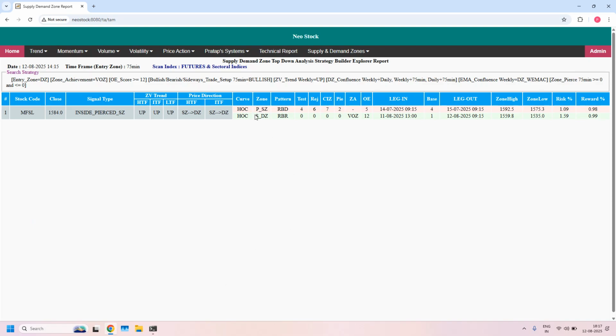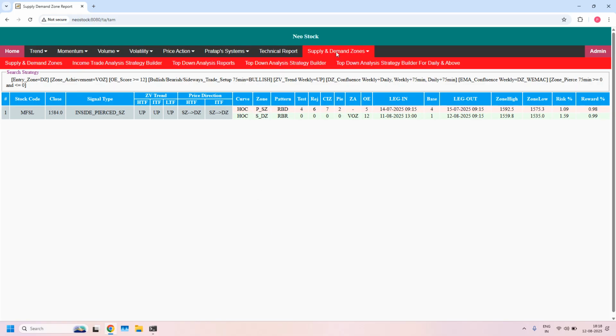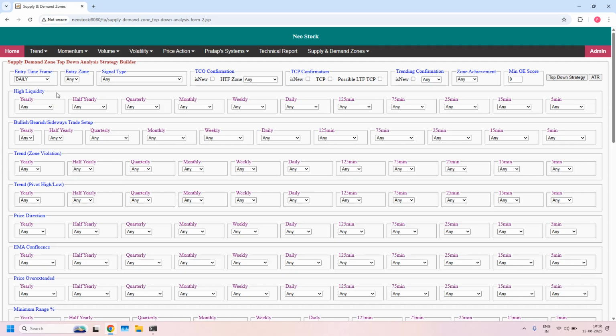That way this 75 minutes demand zone might be having more high probability to get success, provided lesson 20 checklist items are satisfied. Otherwise zone might be violated. Okay, this is about bullish trade setup for weekly income trade. Next, bearish trade setup for weekly income trade.